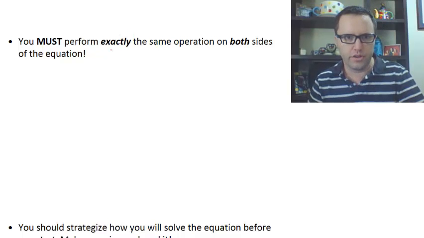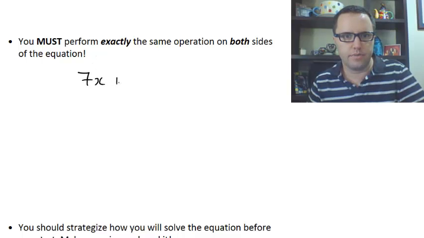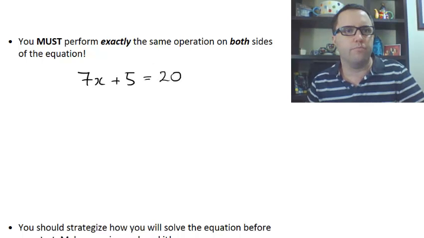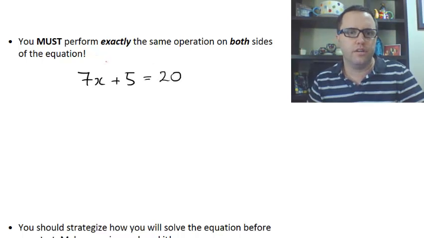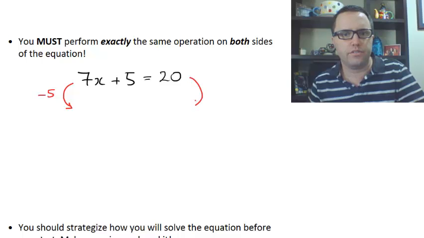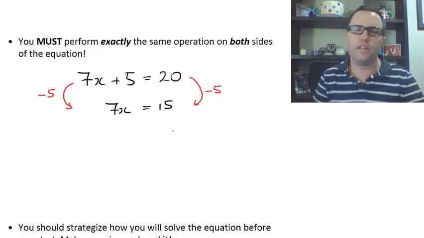So for example, if we had 7x plus 5 equals 20, you would be allowed to go, I'm going to subtract 5 from this side, and I'm also going to subtract 5 from this side, and you would have left over 7x equals 15. Totally okay to do.